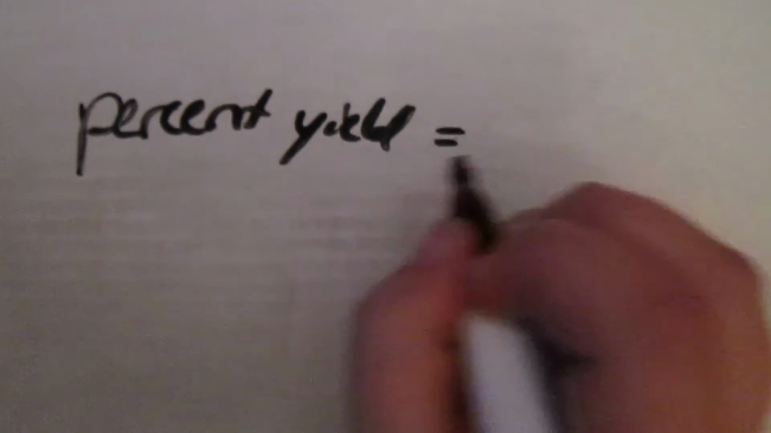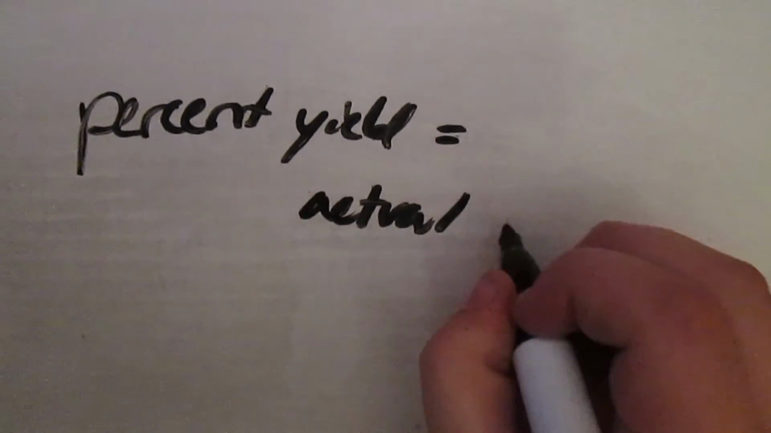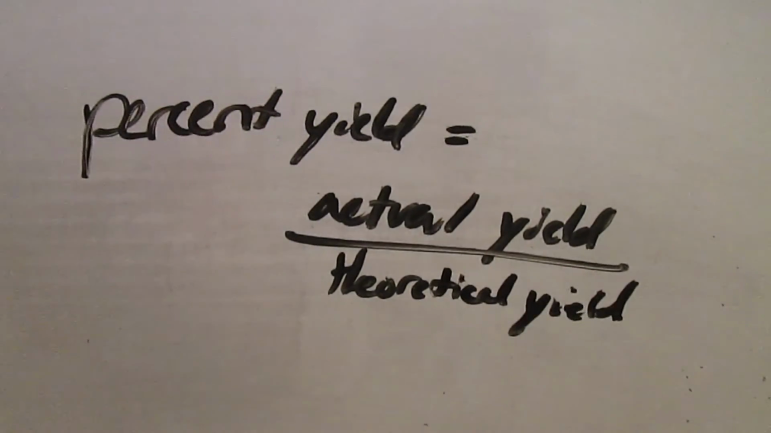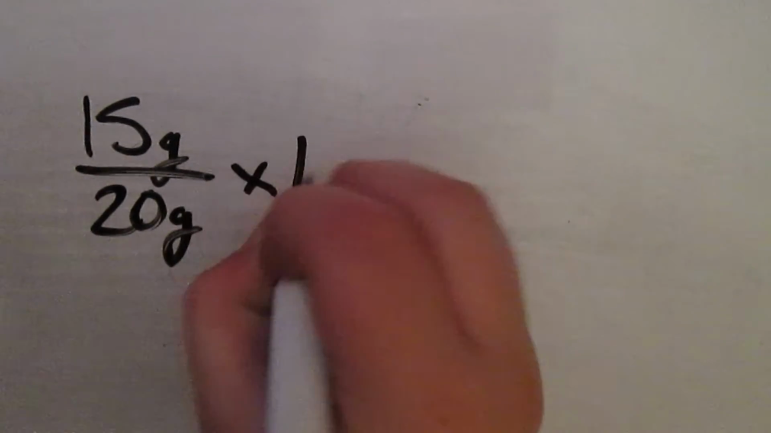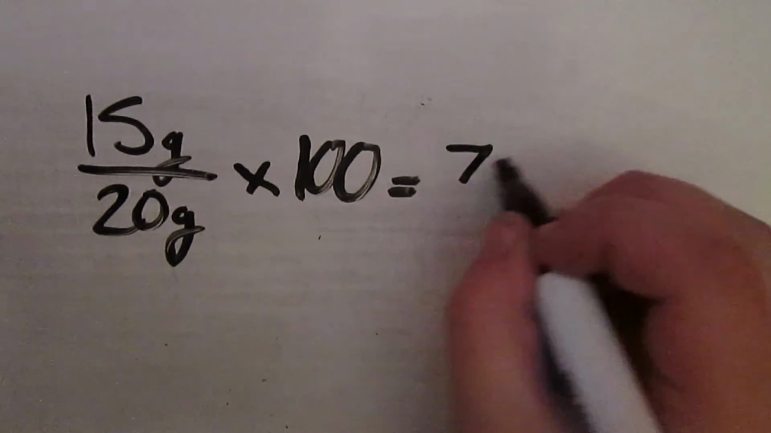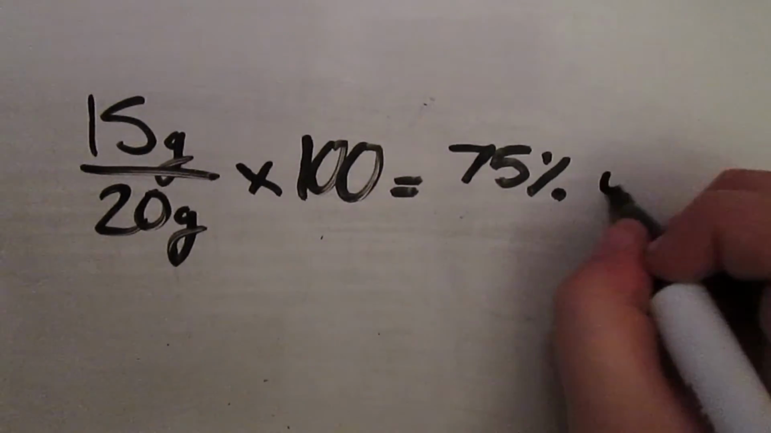So, the formula for percent yield would be percent yield equals the actual yield over theoretical yield, times 100 of course to make it a percent. So, if we were expecting to get 20 grams of crack, but only got 15 grams of crack, we would multiply that by 100 and get a 75% yield.